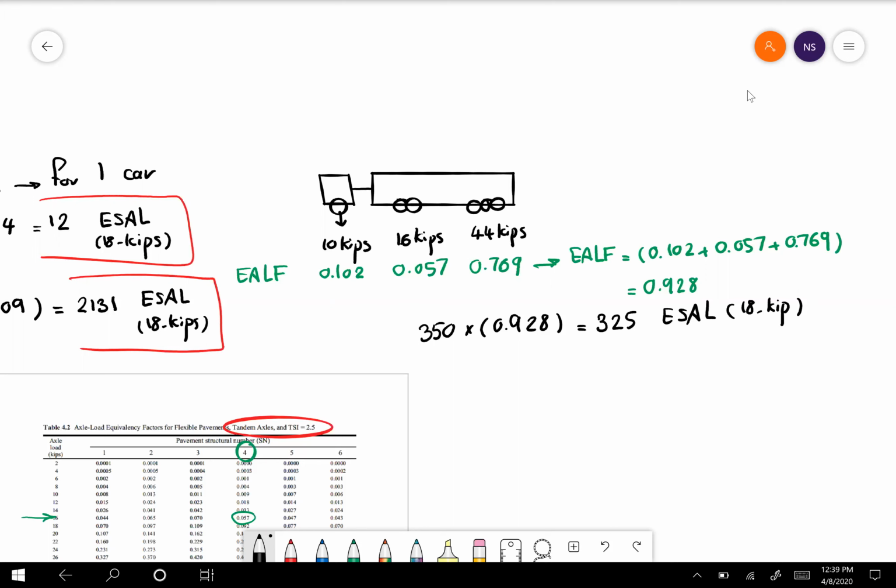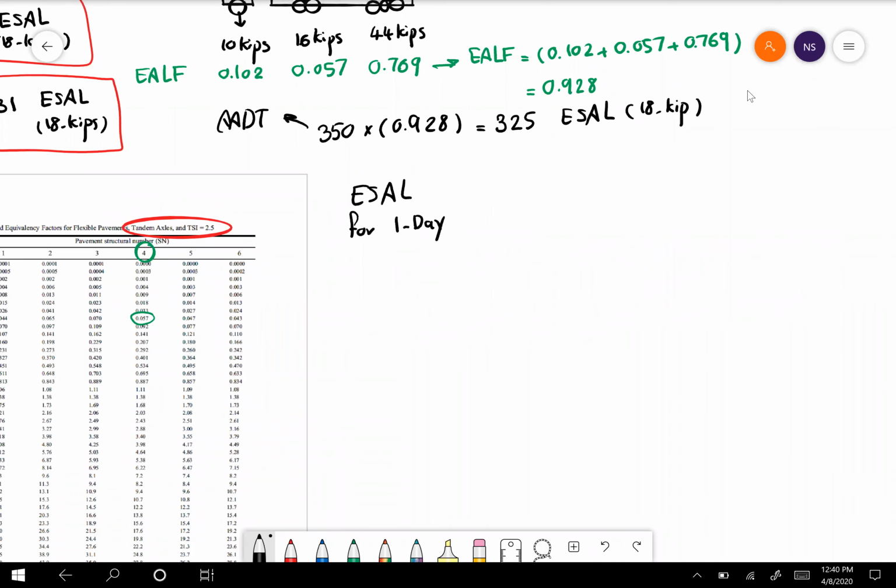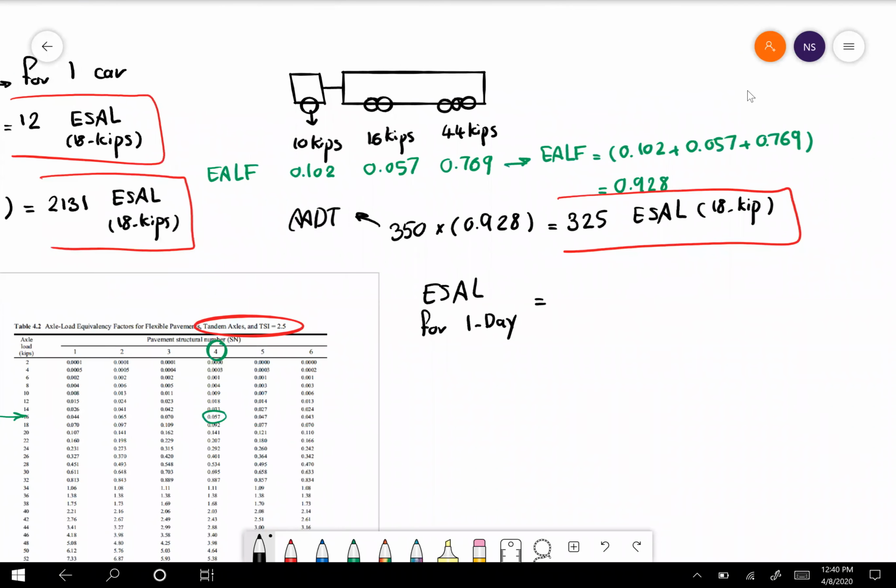axle. And we can now add them up to find the traffic for one day, because that was the total number of all the numbers. This was again AADT, the average daily traffic, right? So the total ESAL for one day is gonna be, okay, that's the third number that we need. Looking back at the numbers that we found, we had 12 ESAL for the passenger cars, plus 31 ESALs for the single unit trucks, and plus 325 for the semi trailers.